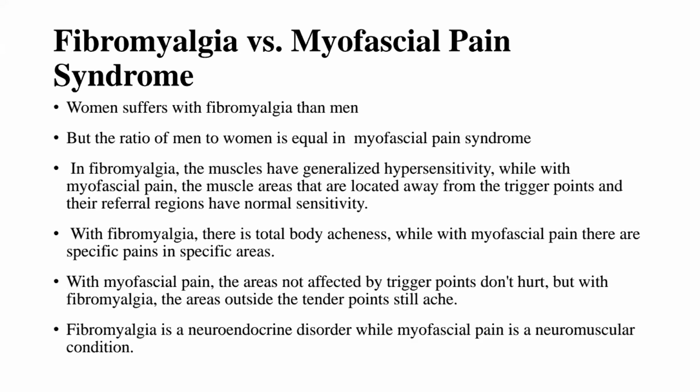In fibromyalgia, the muscle has generalized hypersensitivity, while in myofascial pain syndrome, the muscle area located away from the trigger points usually has normal sensitivity. In and around that area will be normal sensitivity. With fibromyalgia, there is a total body ache. Everywhere the patient will get pain. The patient will say here, here, here, all the extremities. Even if you touch the neck, the patient will say here also, the deltoid region, biceps, all the places. Throughout the body, the patient will get pain.